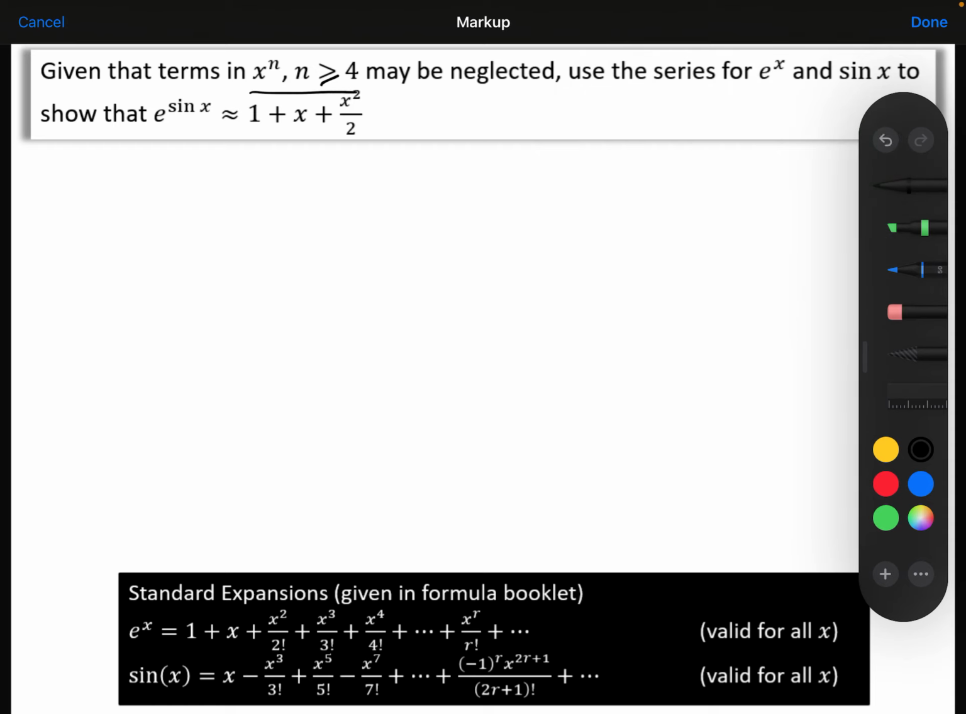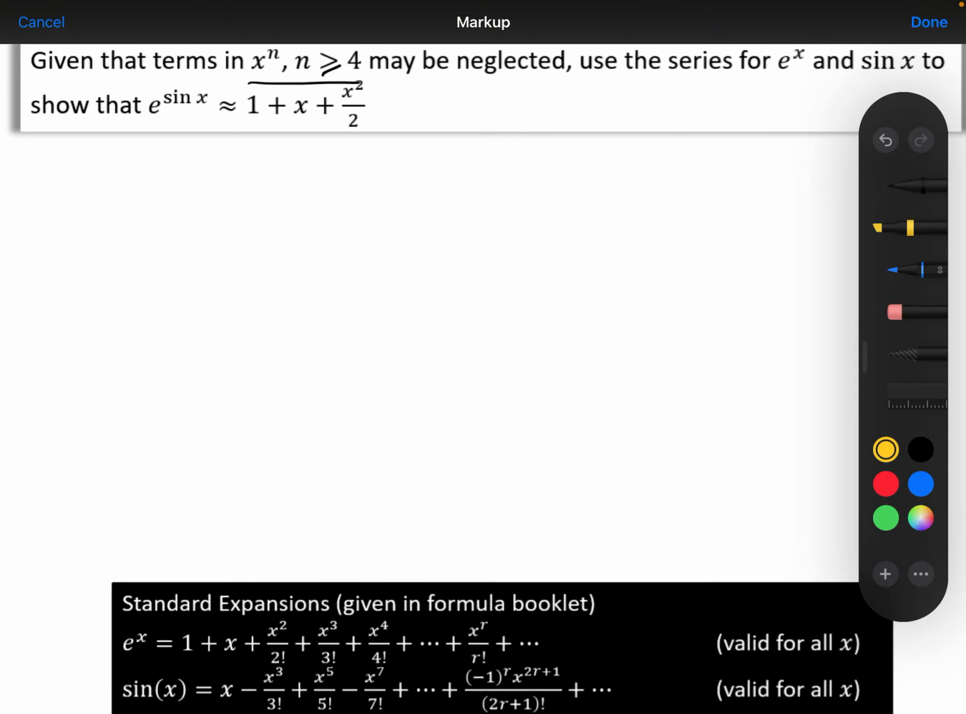Given that terms in x to the power n, where n is greater than or equal to 4, may be neglected. So I'm going to ignore x to the power 4, x to the power 5, x to the power 6, and so on. I need to use the series expansions for e to the power x and sine x to show that e to the sine x is roughly the same as 1 plus x squared over 2.